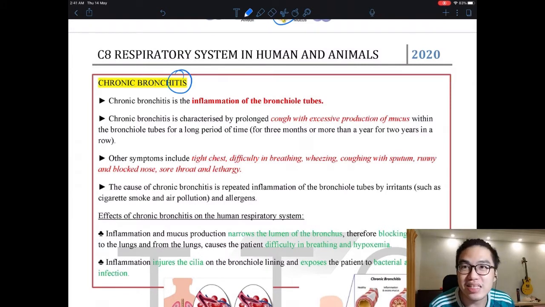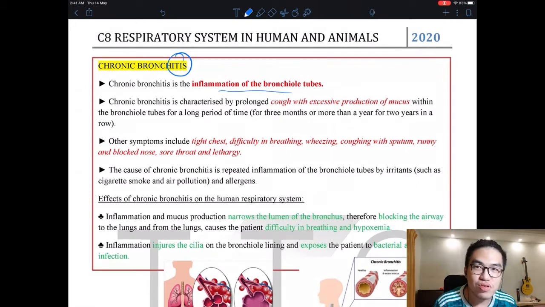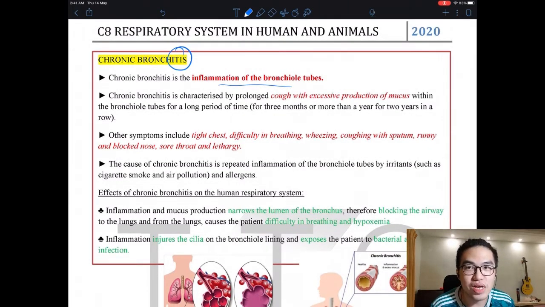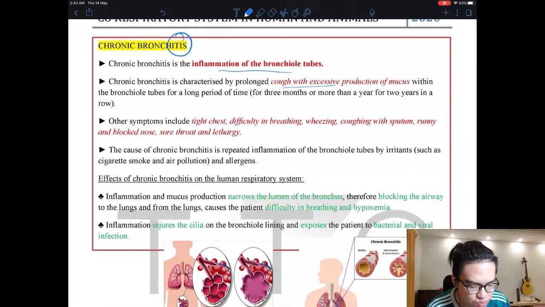Appendicitis is the swelling of your appendix. Bronchitis is the swelling of your bronchus, or bronchial. Chronic bronchitis is mostly due to smoking, or bacterial infection. Cough again, whatever lung disease you cough. COVID-19 you also cough. Symptoms include a tight chest, difficulty breathing, wheezing, coughing up sputum, runny or blocked nose, sore throat, and lethargy.